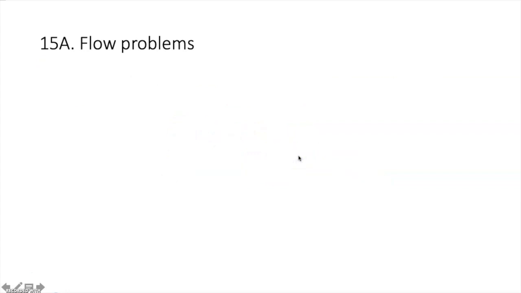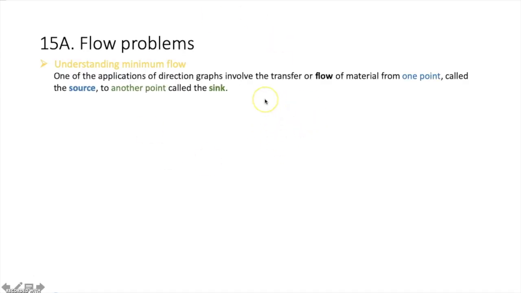Once we understand digraphs, we want to apply our understanding to minimum flow problems. One of the applications of directed graphs involves the transfer of flow of material from one point, which we call the source, to another point called the sink. So we want to transfer the material from the source through the network to the sink.